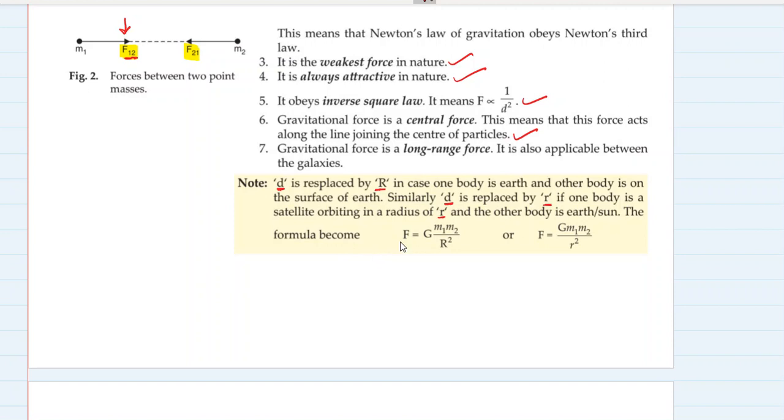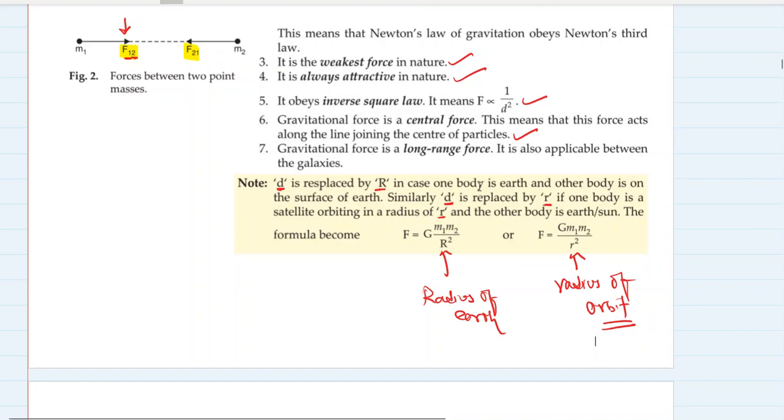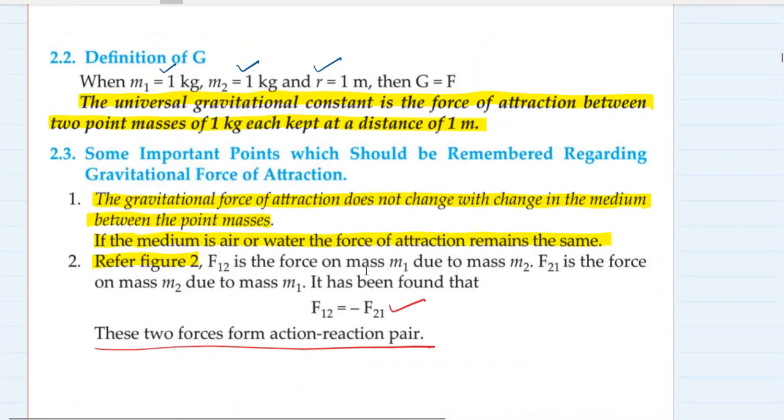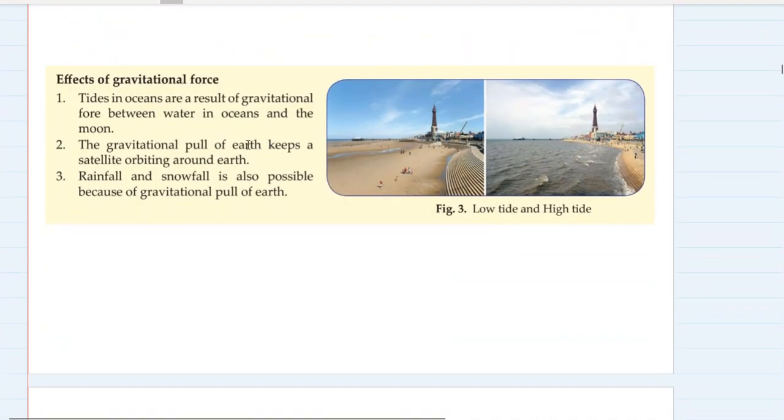The formula becomes F is equal to G m1 m2 upon R square, or F is equal to G m1 m2 upon small r square, where capital R is, what is R? Radius of Earth. And what is small r? Small r is radius of orbit in which the satellite is revolving. Okay, so this is basically the meaning of the formula. We have not yet talked about the value of g. Let's find out the value of g.